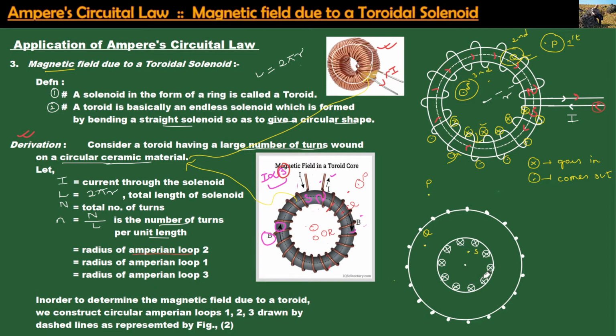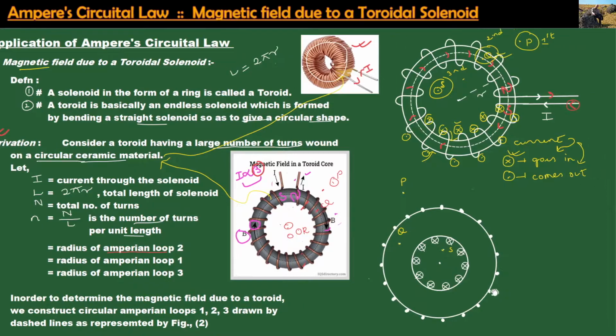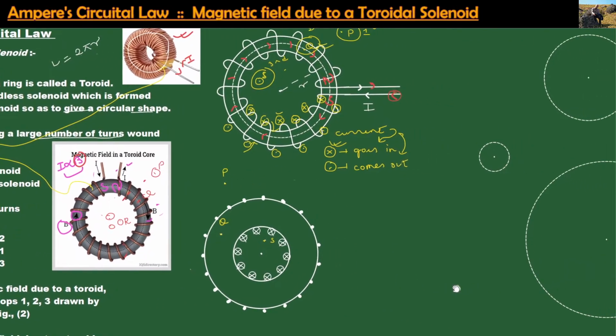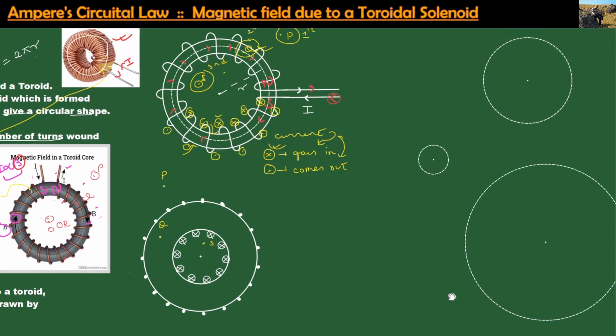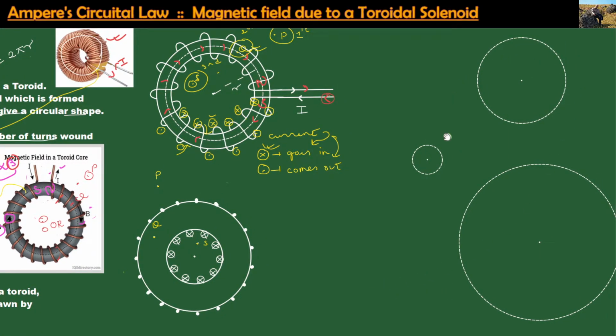All these points are similar to the points which represent the current. A cross represents the part of the current which goes in, and a dot will represent the part of the current which comes out. In order to find the respective magnetic field at those points P, Q, and S, we have to consider these Amperean loops. So I will take an Amperean loop with respect to that point S and construct it over that particular point.